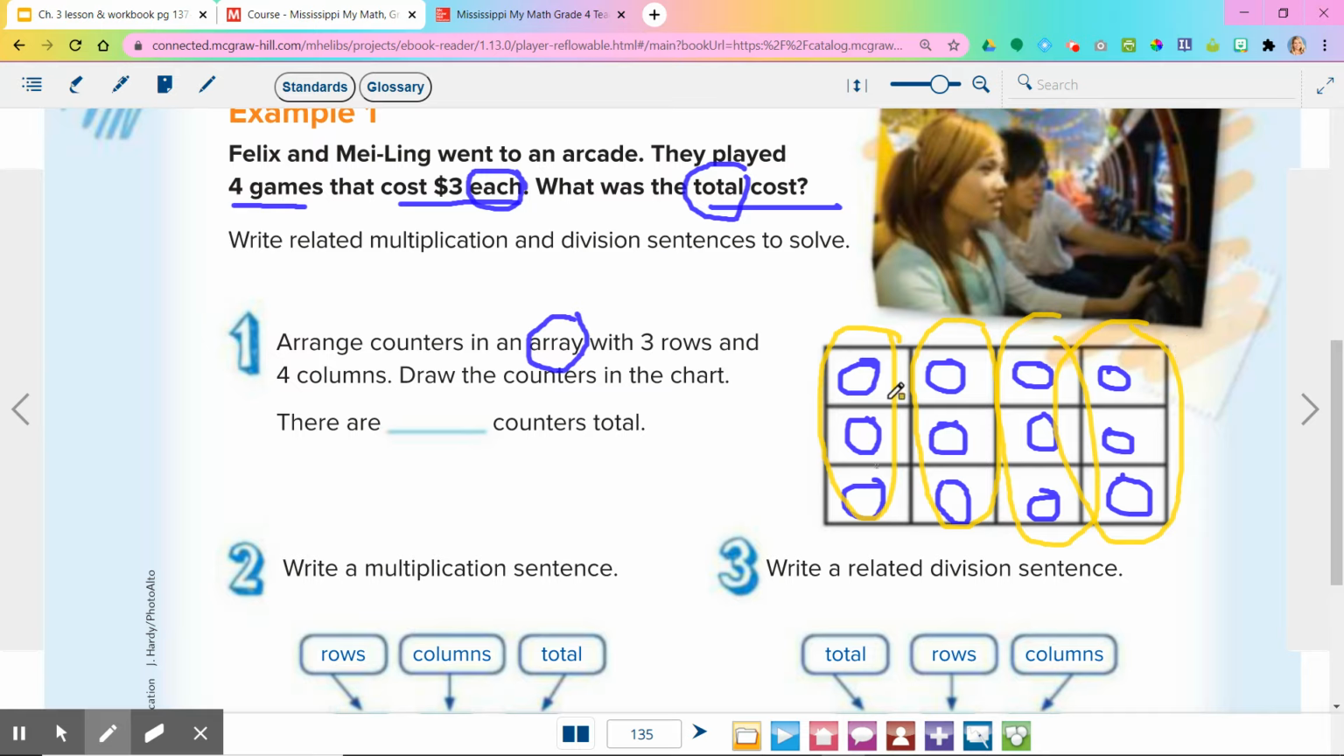Now remember, columns go up and down like they hold a house up. Columns go up and down, and rows go side to side. So columns are vertical, and rows are horizontal.